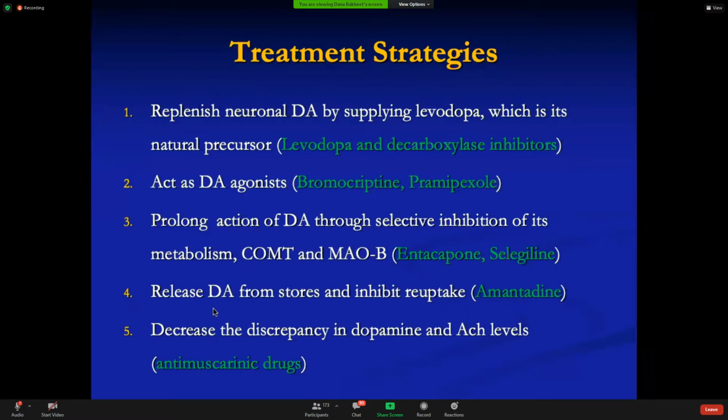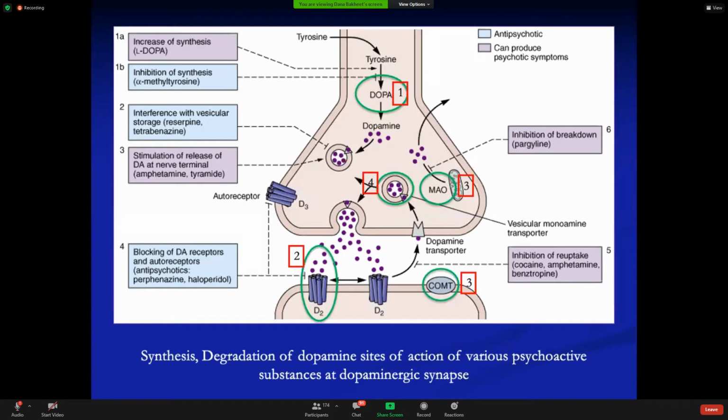And then we have the release of dopamine from stores and inhibition of reuptake, which is by amantadine, which is an NMDA receptor antagonist. I will explain how. And then decrease the discrepancy between dopamine and acetylcholine. Since we have a big discrepancy, we try to give an antimuscarinic drug. Now, let me know, this is the first one where it acts, the L-DOPA.